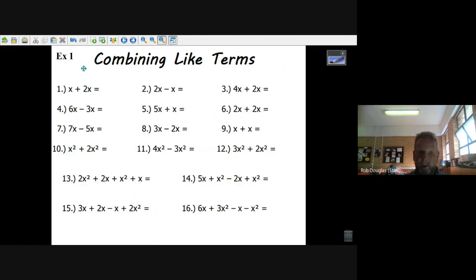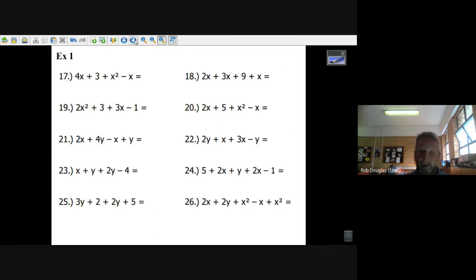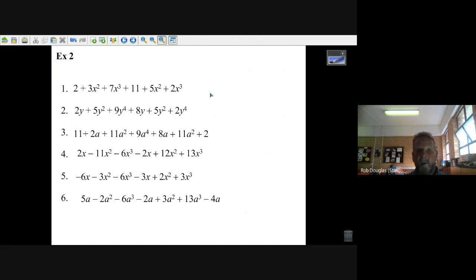We've got a whole bunch of questions warming up, combining like terms, some real easy ones, and then a whole bunch more to get good at this, combining like terms, and then ending with some ones that are a little bit more involved, like the ones we just finished with there.